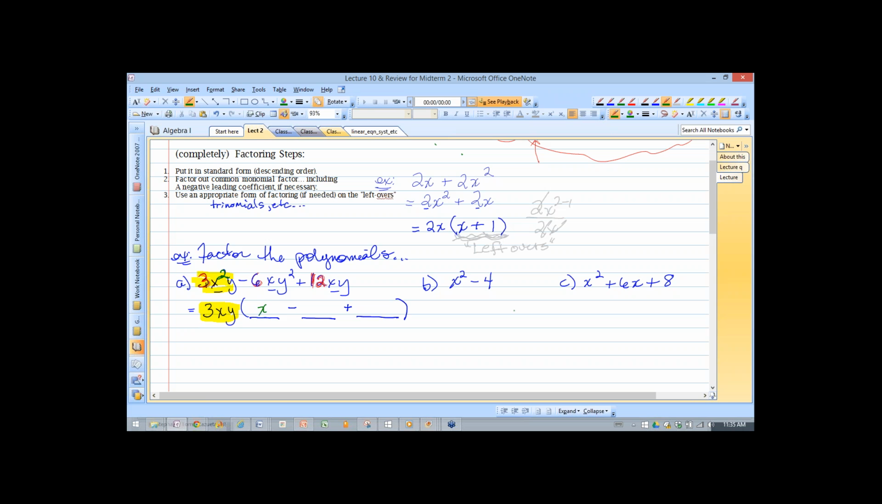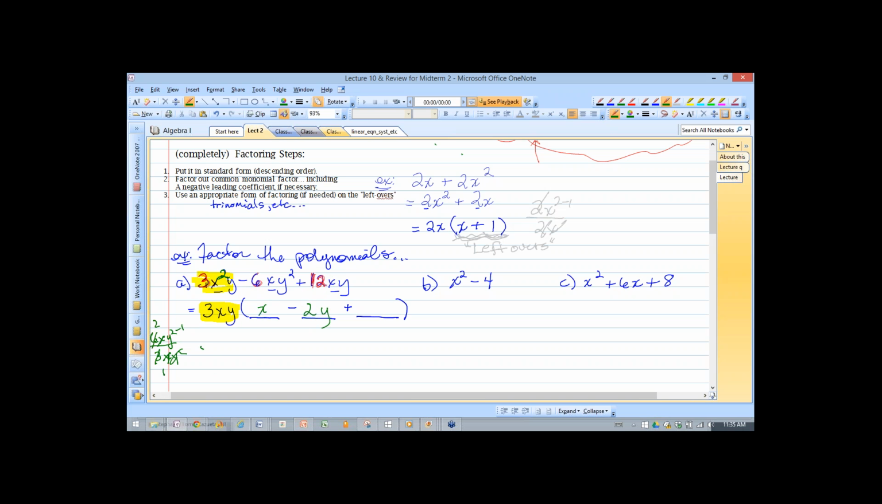Remember on the side you could also do this, 6xy squared divided by 3xy. You could also do that, and you could get what you need to be in the parentheses that way. So what's missing? A 2 and a y, right? Now multiply it back through in your head. We'd have 3 times negative 2, negative 6, x, and then y times y gives me y squared. So we're good. You always want to multiply it through.